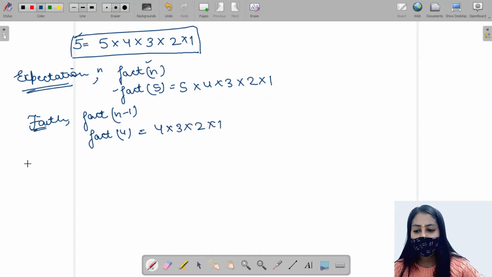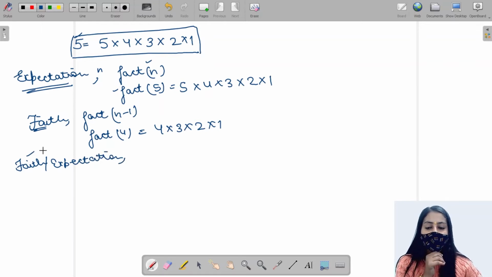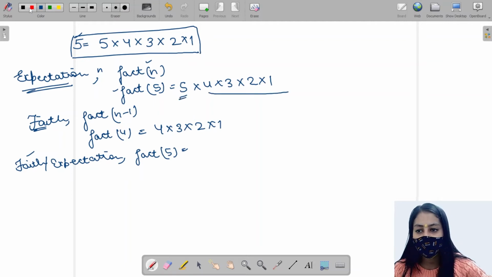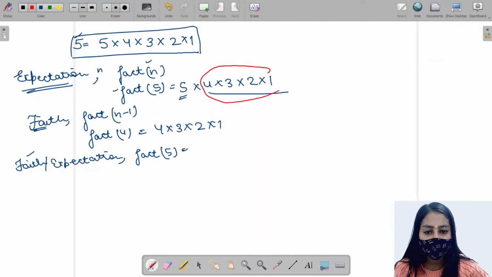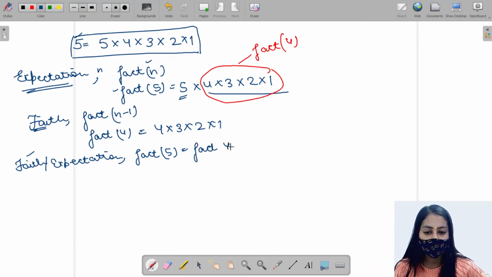Now how does our faith meet our expectation in this problem, right? We know that the factorial of 5 is 5 into this, and this is the factorial of 4, right? So we can write the factorial of 5 as 5 times factorial of 4.